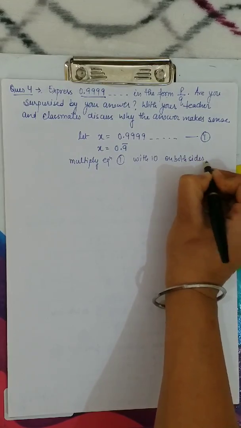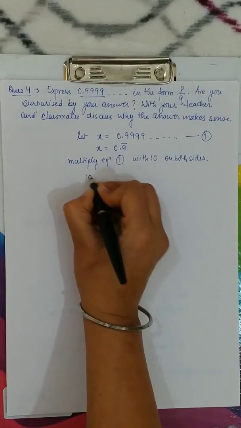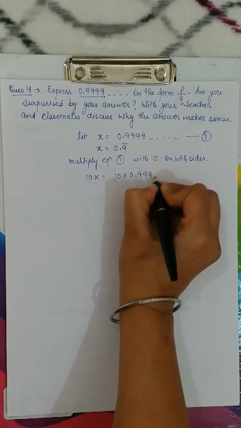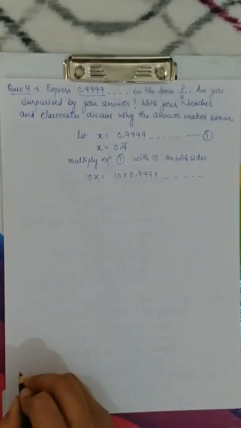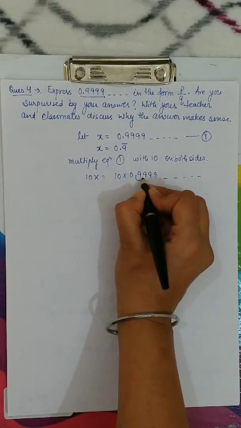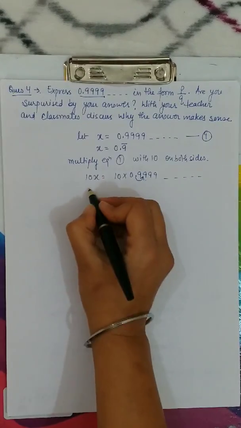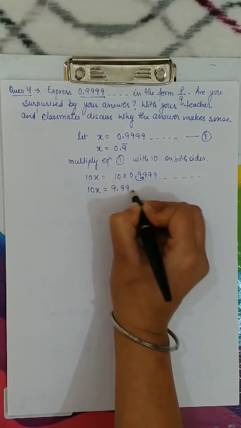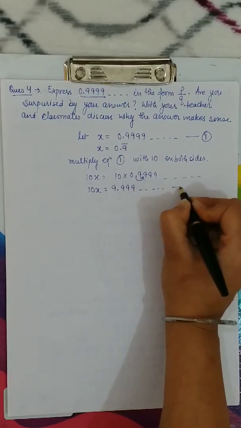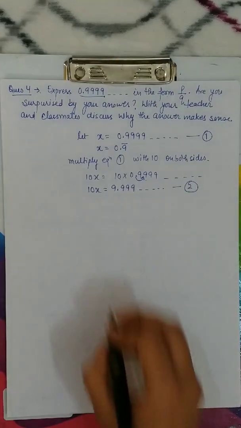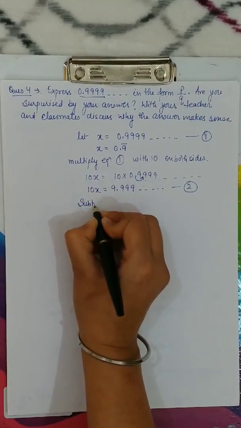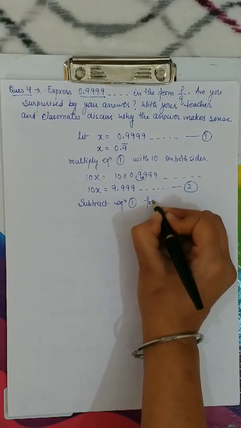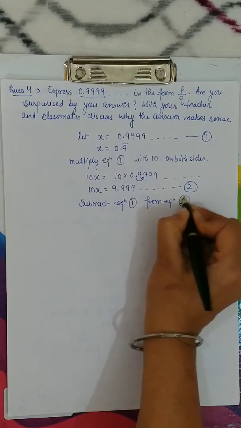On both sides. So what you will get, 10x is equal to 10 into 0.9999 and so on. Shift the decimal one digit. So we have 10x is equal to 9.999 and so on. Let this be equation number 2. Now the same, subtract equation 1 from equation 2.